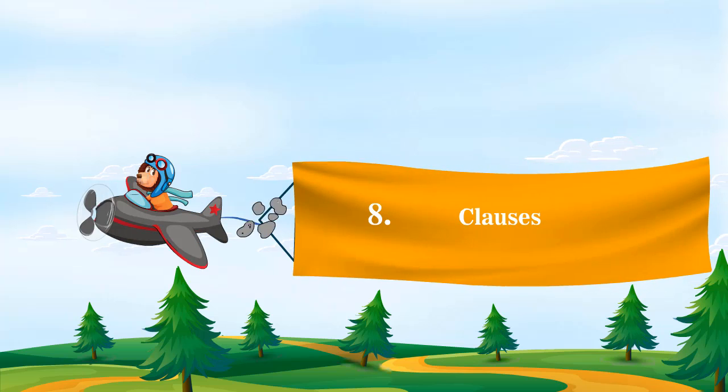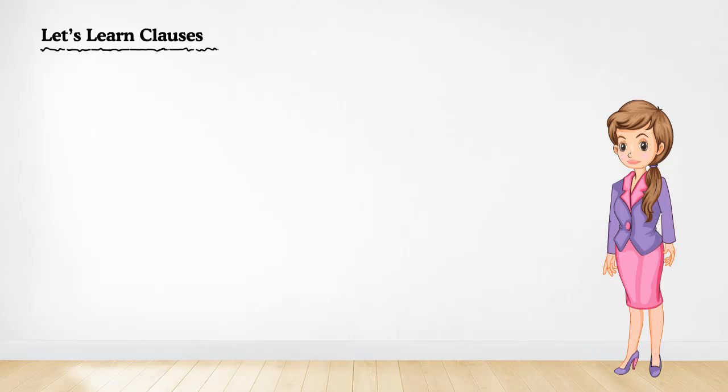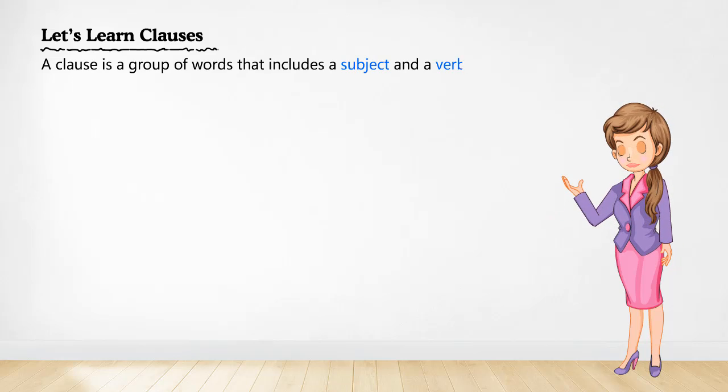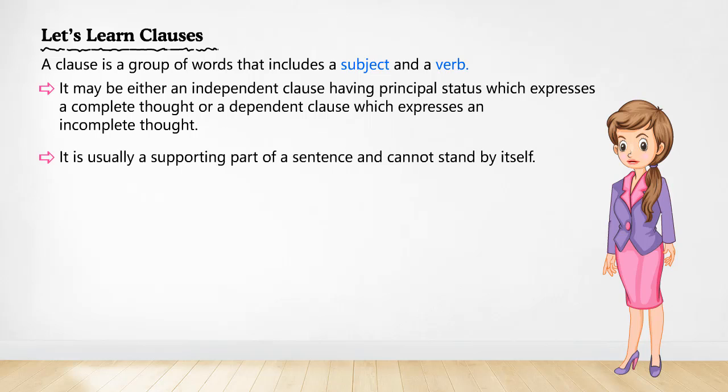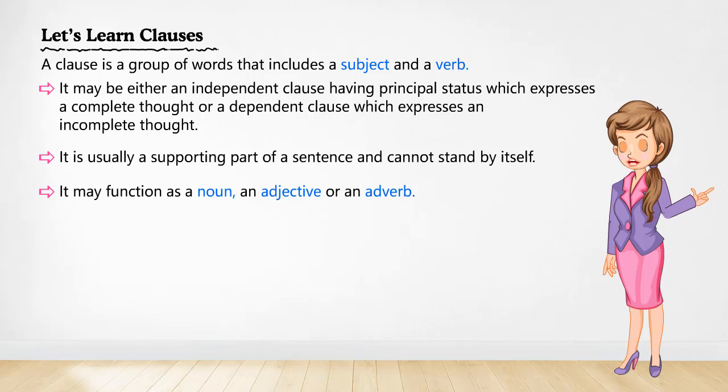Chapter 8 Clauses. Let's learn clauses. A clause is a group of words that includes a subject and a verb. It may be either an independent clause having principal status, which expresses a complete thought, or a dependent clause which expresses an incomplete thought. It is usually a supporting part of a sentence and cannot stand by itself. It may function as a noun, an adjective, or an adverb.